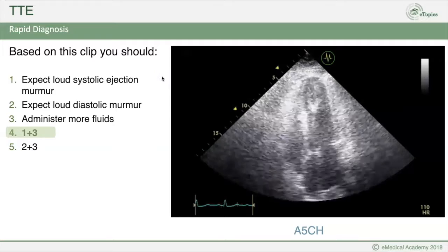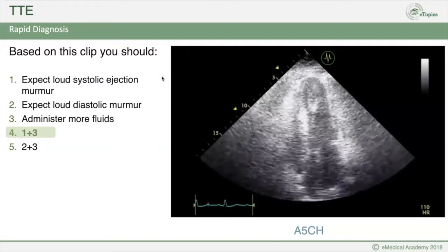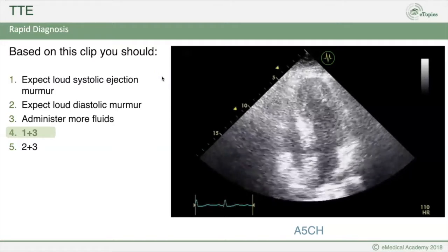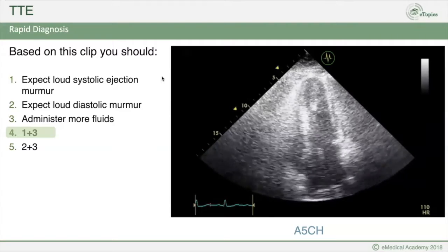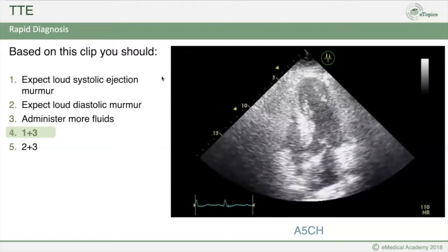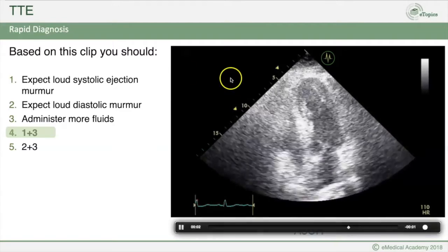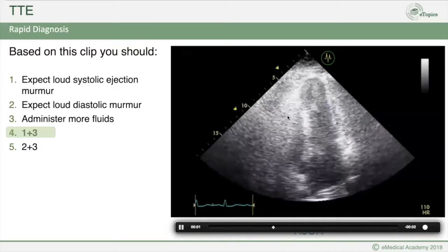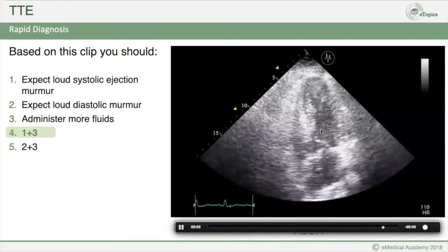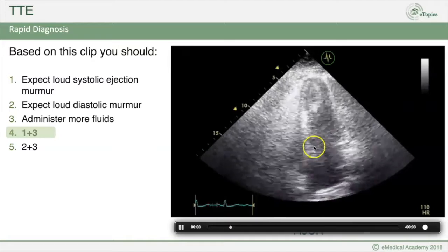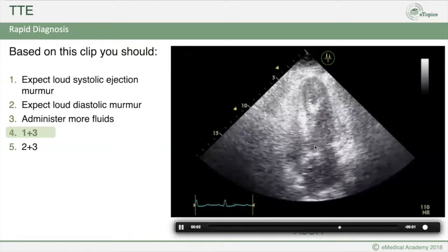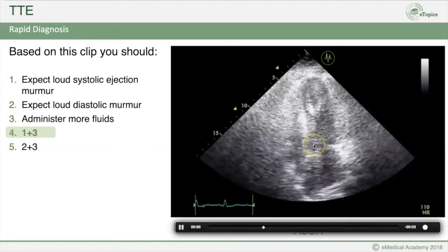with the answer. The answer is give fluids, but you should also expect on the physical examination loud systolic ejection murmur, and I will go over that in a minute. Let's go over the anatomy. So we start with which view is this? The apical 5-chamber view, and the 5th chamber is the LVOT, or left ventricular outflow tract, which is right here.